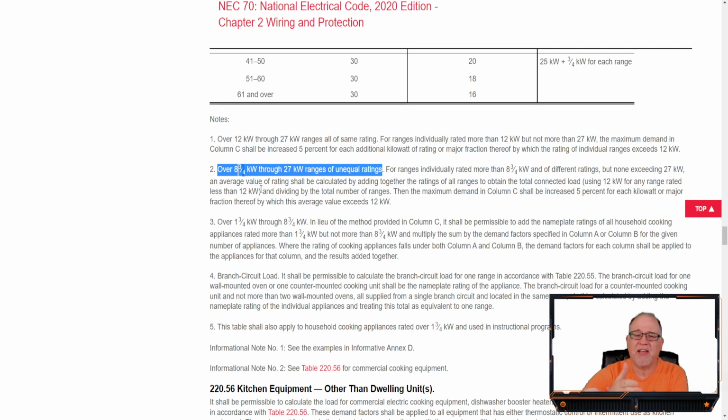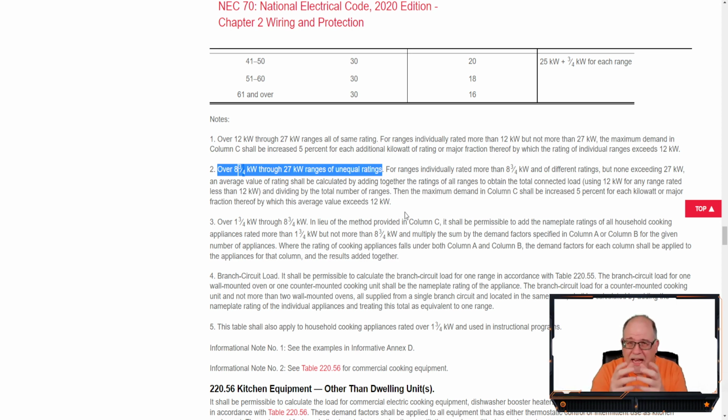So this rule is saying do what? Forget that it's 9 and forget that it's 10. Draw a line through it. Make them 12 kW. So that's what it says to do. And once we do that, then we add them all up, and then we divide that total value by the number of ranges that we have, which we had 4 of them. And that's going to become our average.